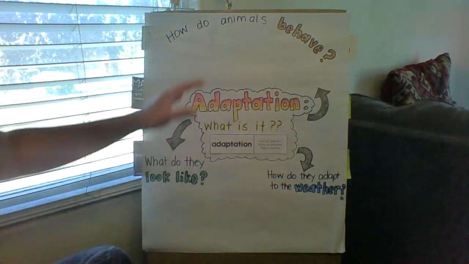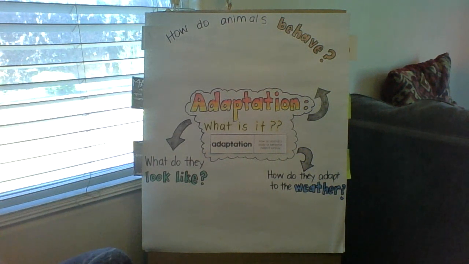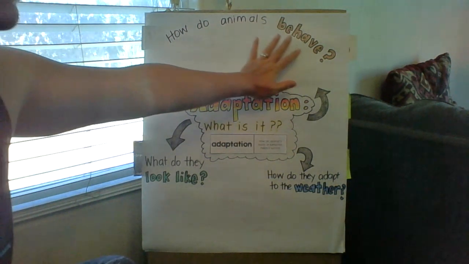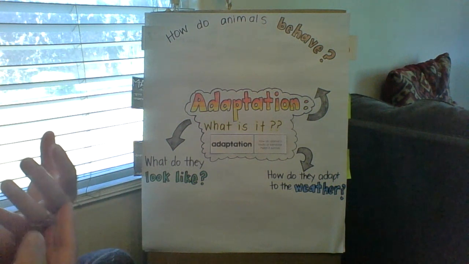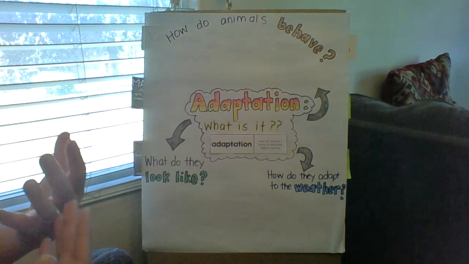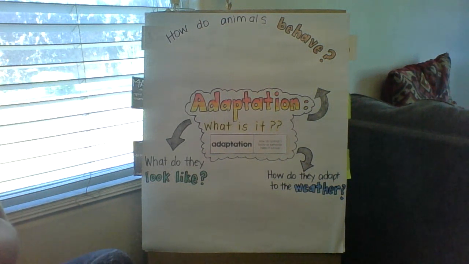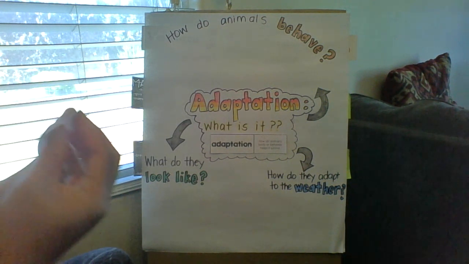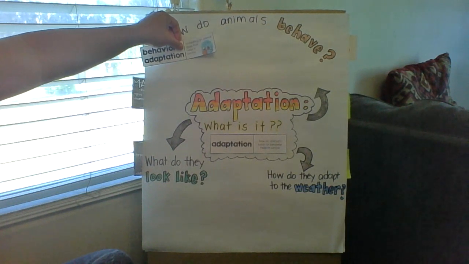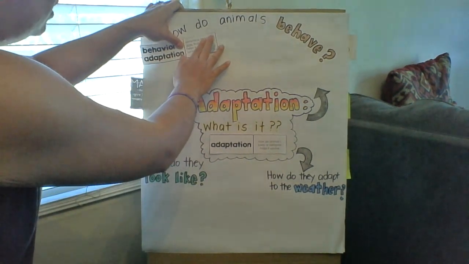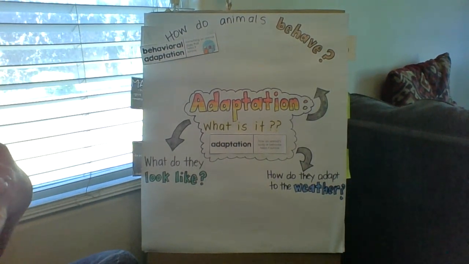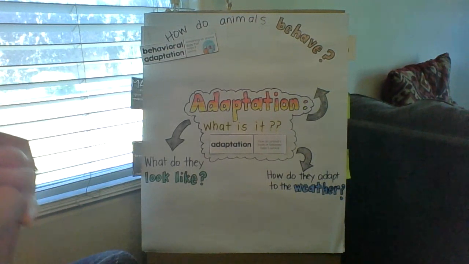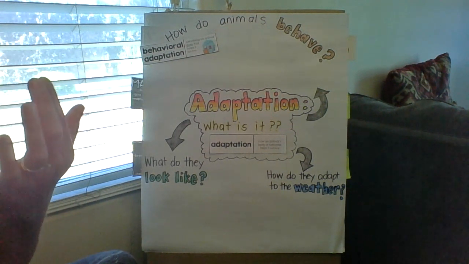Okay? And we're going to look at three different ways in which an animal uses its adaptations to survive. The first one is how animals behave. How do animals behave, or how do they act in order to adapt to their surroundings so that they can survive? Well, some of their behavior is called behavioral adaptation. They do something that helps them survive. Okay, so what are some of those things that animals do?